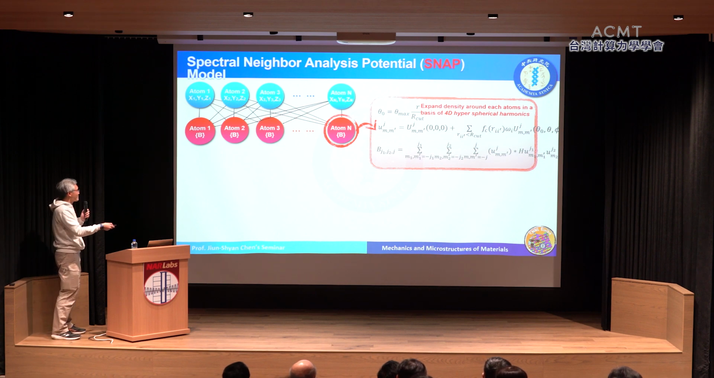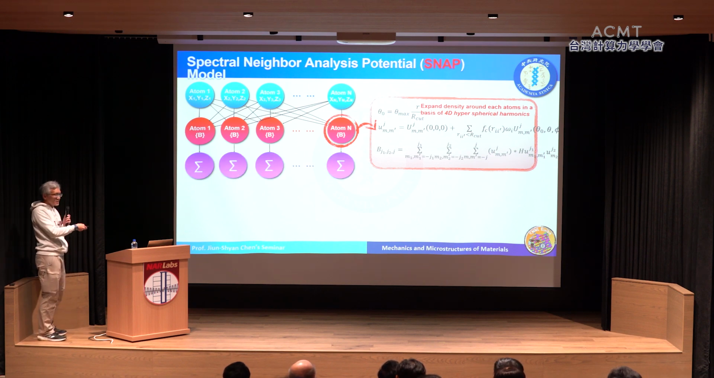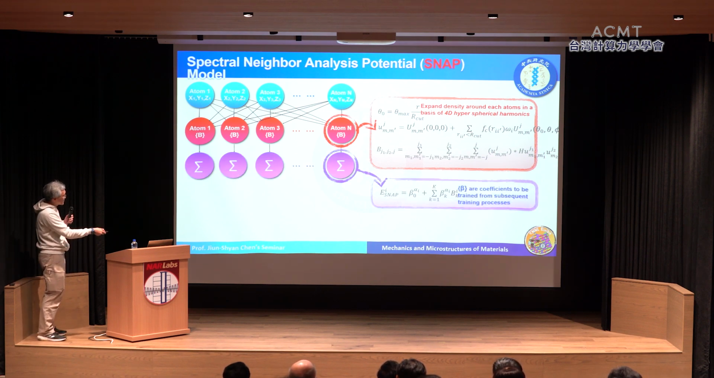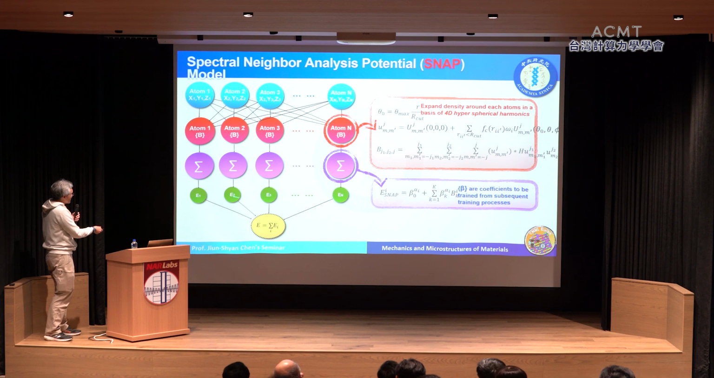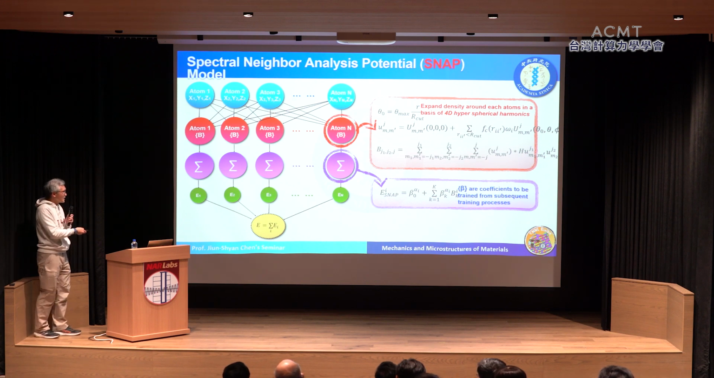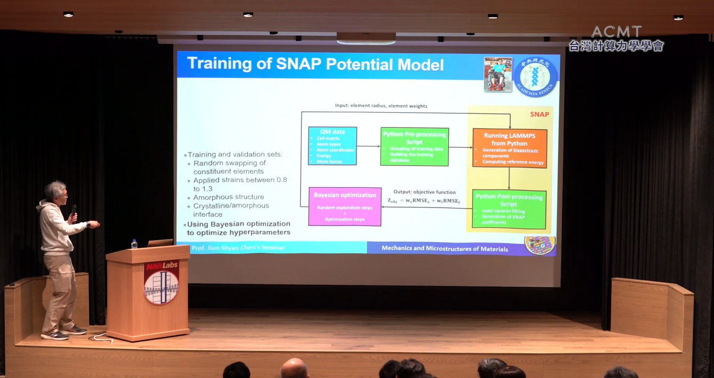So we convert them into bispectrum components, and then once again pass through a linear summation, which is equivalent to a one-layer neural network, and then we can once again obtain the total energy. This is done by my current postdoc, and this is basically the training flow.